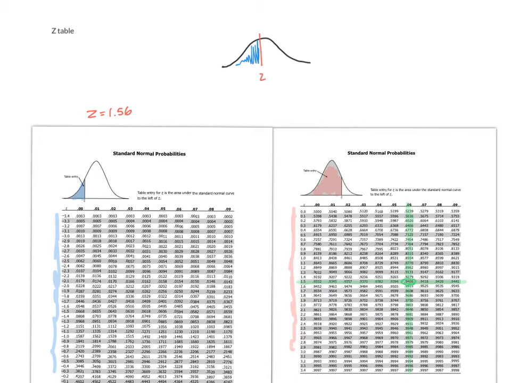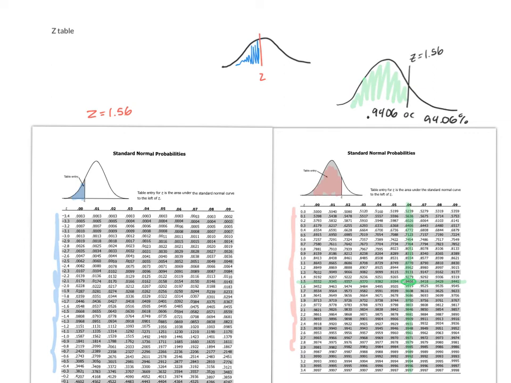So if I draw my bell curve and I put 1.56 on it, 1.56 as a z-score would be above the center. It's 1.56 standard deviations above average. Then the percentage of people that fall at or below that marker over here would be 0.9406, or 94.06% of people.